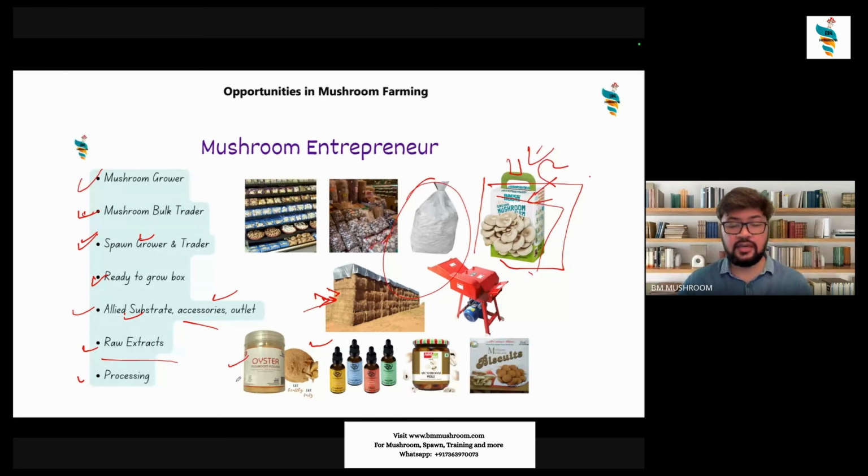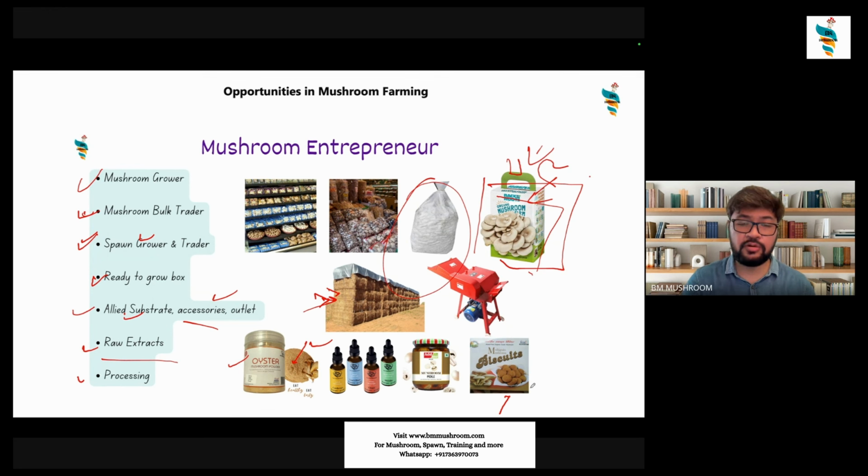And processing, obviously. Using mushroom powder, you can make processed food: biscuits, cookies, pickle, any other thing, be it a supplement or some nutritionally valuable thing, nuggets, chips. A lot of things can be sold using the processing industry of mushroom. Okay, so there are several farming opportunities.